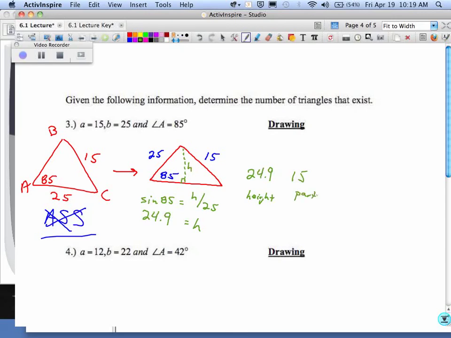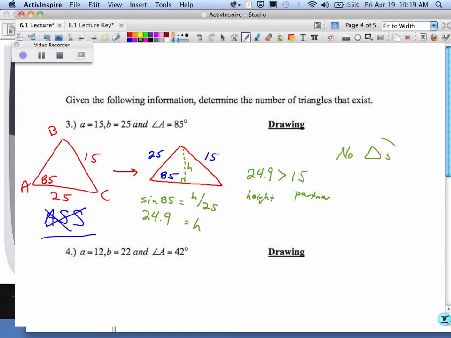Now, which symbol do I put in there? A greater than or a less than or an equal to? I put a greater than. What rule are we breaking? The height of the triangle is being pushed whatever, almost 25 feet in the air, and one of the sides of the triangle is only 15. Can it touch the ground anymore? No. So it breaks the very first rule. No triangles.